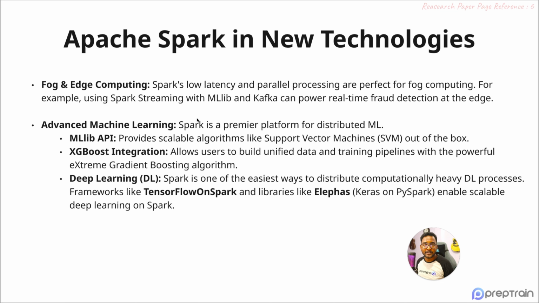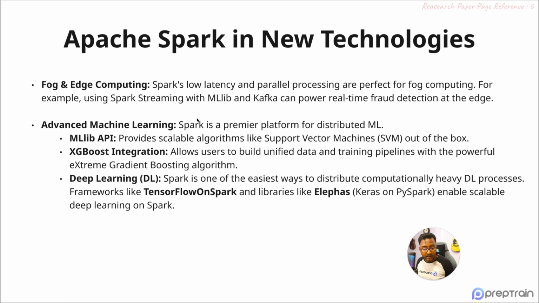So first of all, the paper talks about fog and edge computing. Basically there are multiple sensors, so let's say there are IoT sensors, and the idea is to process the data very near to where it has been created rather than sending everything to a central cloud. This requires very low latency parallel processing, for which Spark is perfect. And this paper gives a great example using Spark Streaming, MLlib, and Kafka together to form the base for real-time financial fraud detection. We have discussed this in the past as well in this same video.